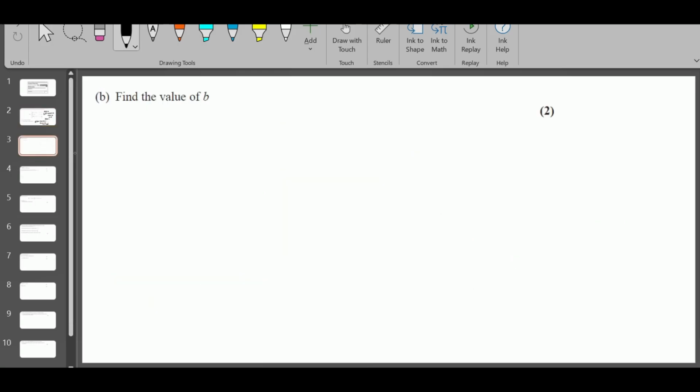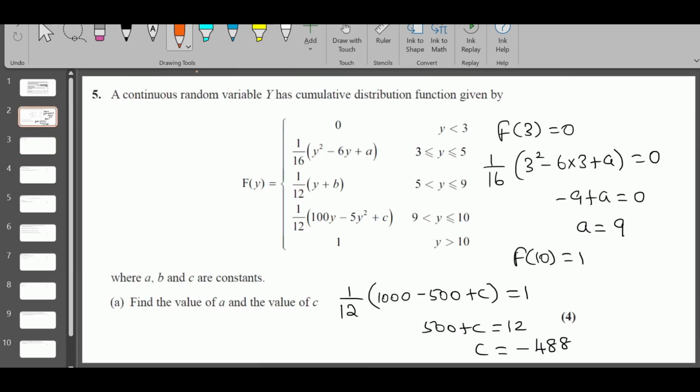Part B, now find the value of b. Look at the function: b is in here. When you sub in y equals 5 into this function, it will be the same as the other function with y equals 5, because both have 5. So we are going to sub in 5 here, sub in 5 here, and equate these two functions. That's what we are going to do.